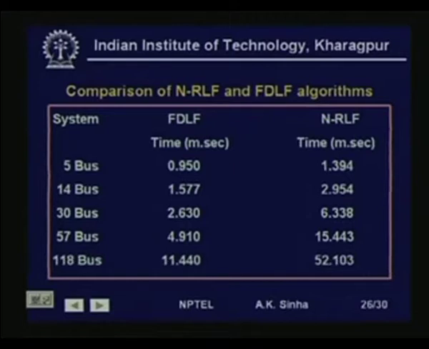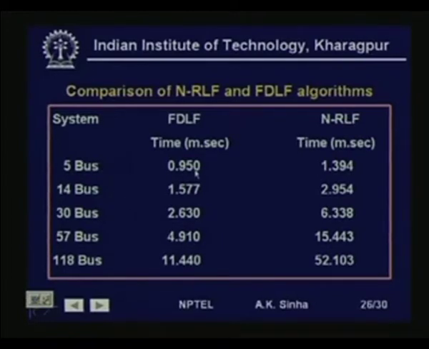Now, what we are showing here, since the Gauss-Seidel method is not much in use, is a comparison of Newton-Raphson load flow and fast decoupled load flow algorithms. We have developed our own load flow algorithms which use sparse matrix techniques, and all these results are obtained on a P3 machine working at 800 megahertz. In fact, we have also worked with P4 machines working at 3 gigahertz. The values will be almost 1/3 or 1/4 of the times that we get here.